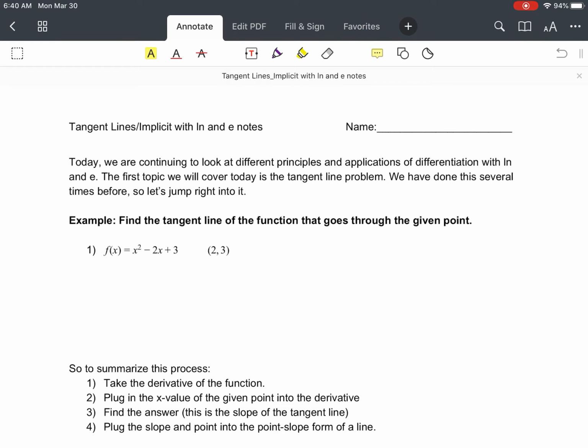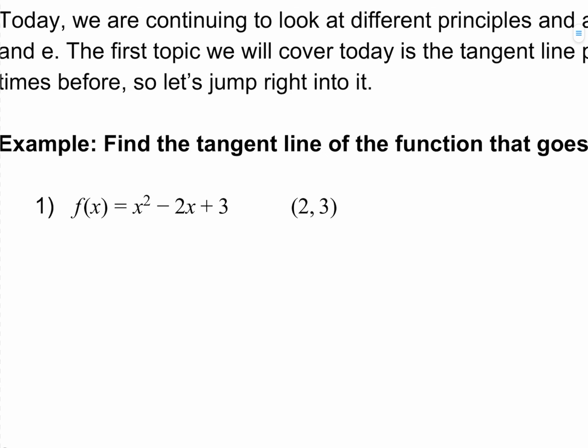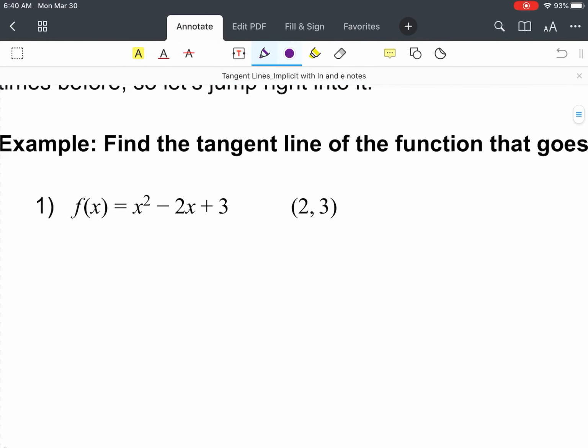So if you remember, we had the tangent line problem, okay? That's where I asked you to find the slope of a tangent line and then write the equation in slope-intercept form. Not slope-intercept form, point-slope form. Okay? So let's just remember how to do a basic one. All right, so if I want to find the tangent line of the function that goes through the given point, the first thing that I'm going to do is take a derivative. Actually, the first thing I'm going to do is choose a pen. Now I'm going to take a derivative.